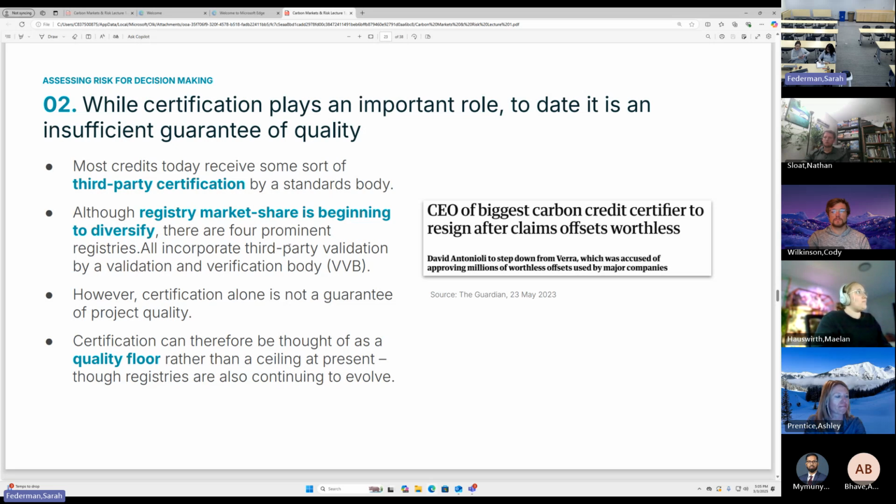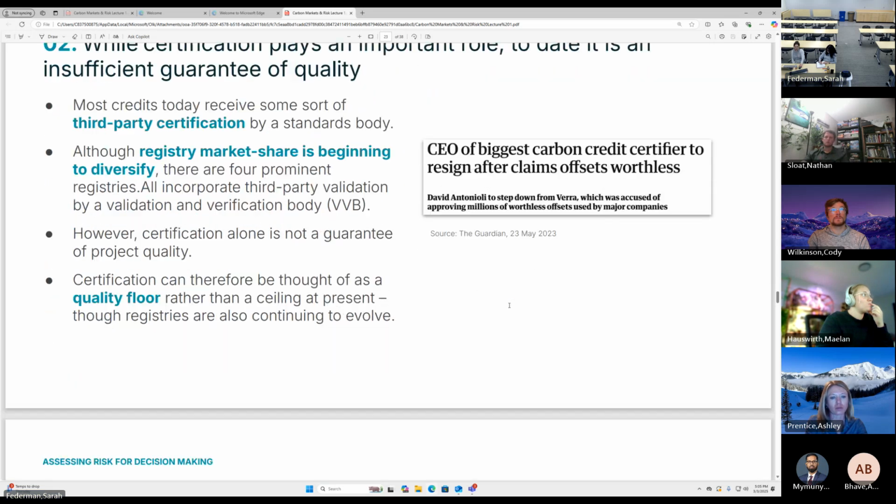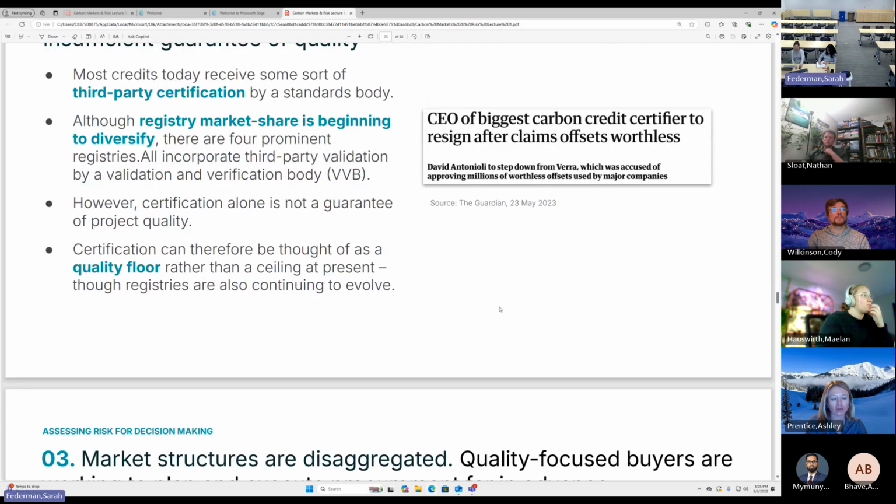And we can see this is an example of how this kind of trickles out. So Verra, which is probably the largest registry, their CEO stepped down recently because of these very issues, where all the projects on Verra have to go through verification. It's insufficient. Any questions here?